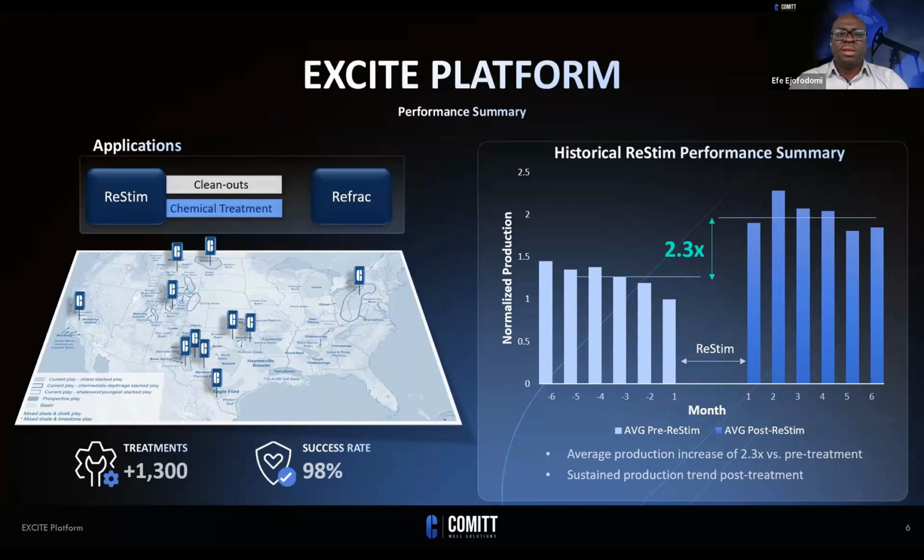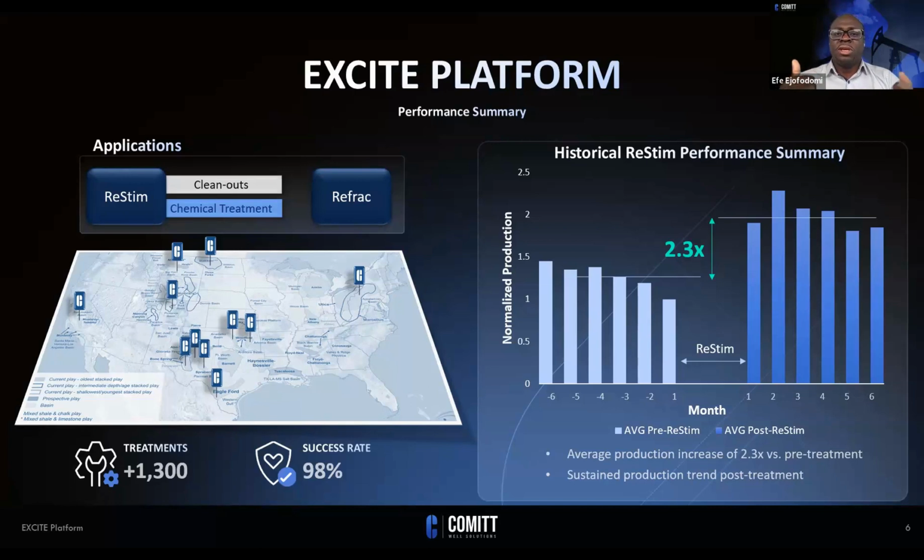So as of today, spanning over the past couple of years, the Excite platform has been deployed pretty much across all the major basins in the United States with a 98% success rate. Now, I know what you should be thinking, how do we define success, right? For us, success rate is defined with 2 metrics, pretty much.